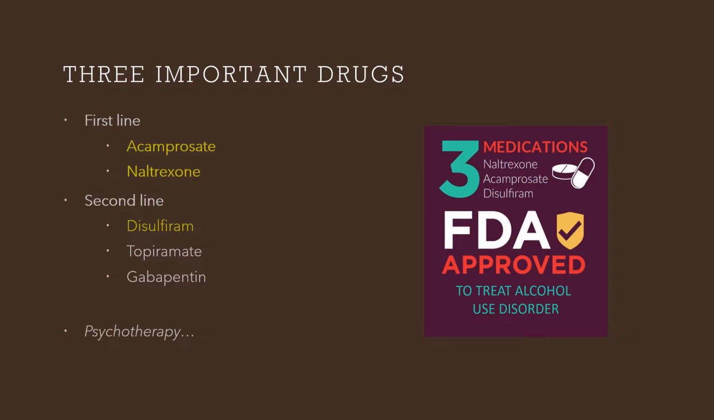We have three important drugs for USMLE purposes to do questions. Acamprosate and naltrexone as first line, and for second line, we need to know disulfiram. And of course, psychotherapies are really important for treatment of alcohol use disorder. And also, we can use topiramate or gabapentin as a second line too.